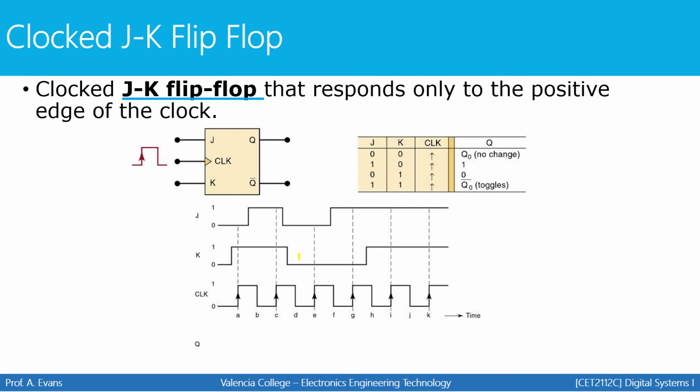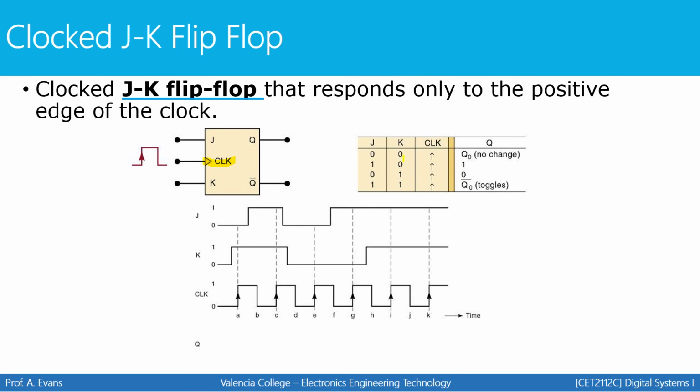Here's what the JK flip-flop looks like. Notice in the diagram, S and R have been replaced with J and K. That's how you know it's a different kind of flip-flop. The clock signal is right here. There's no bubble, which tells me that it responds to a positive transition. And here's my truth table.